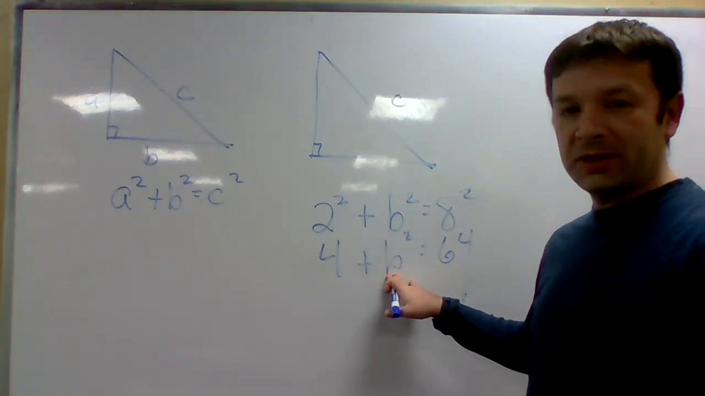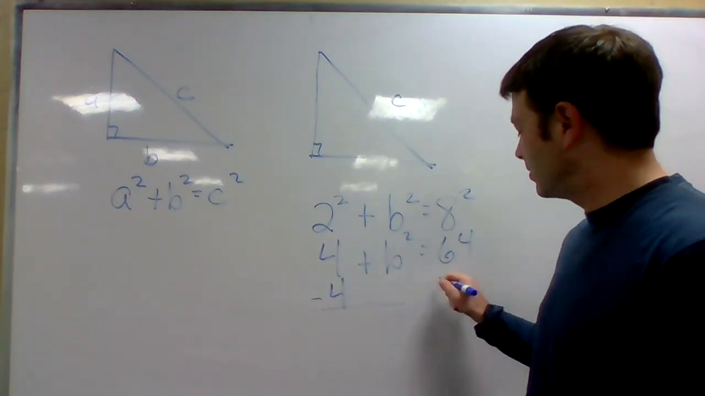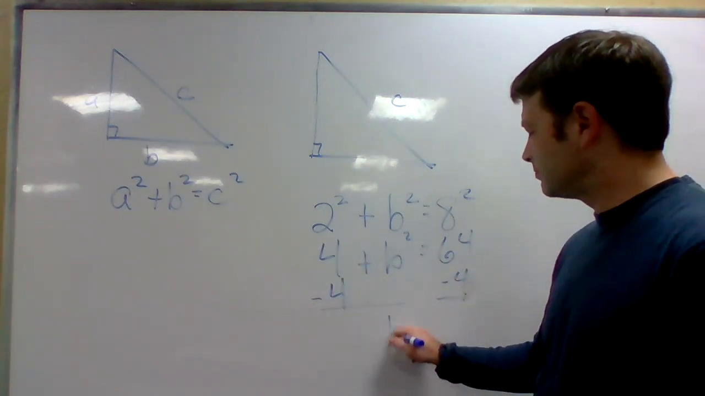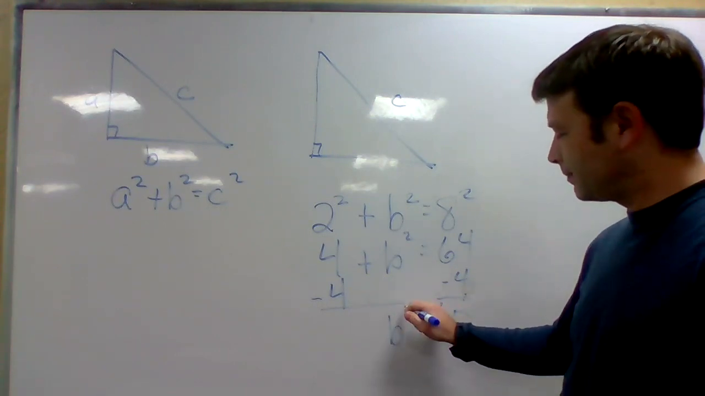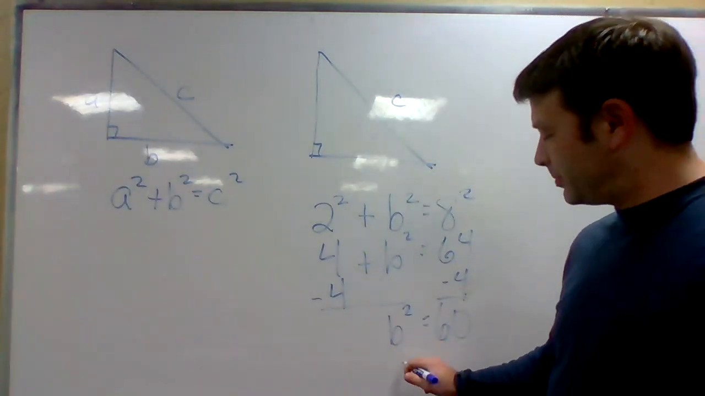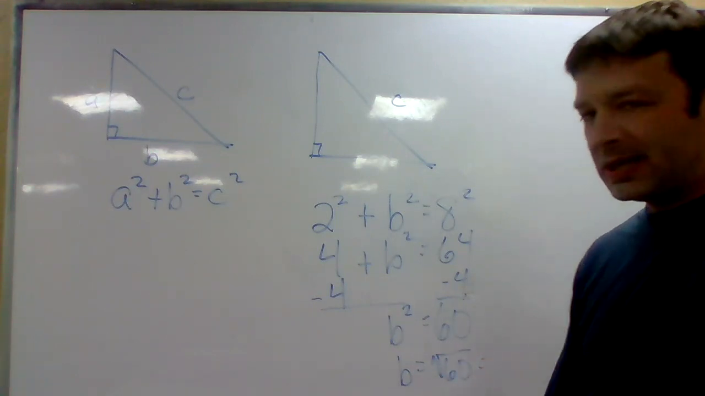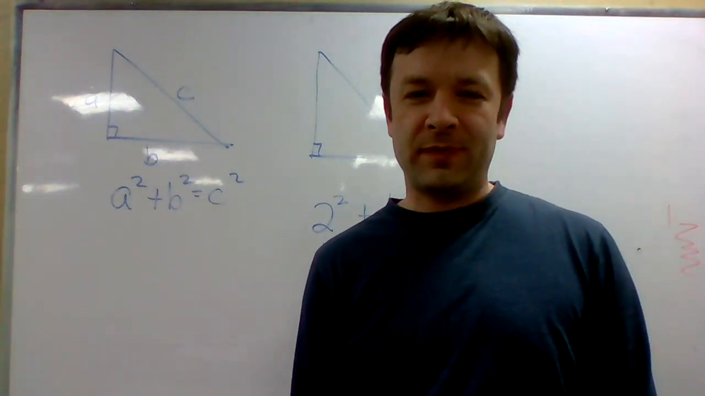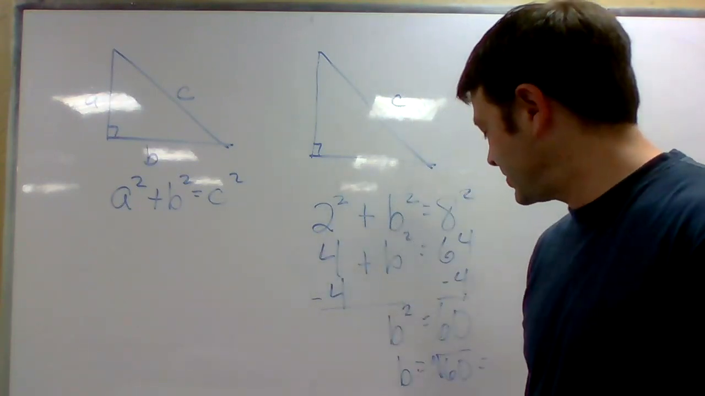Okay, got a little equation, get b by itself. So I need to subtract the 4. B squared is 60. All right, so you take the square root of both sides. B is the square root of 60. Unfortunately, on this one, the square root of 60 is going to be able to simplify. So we need to go back and do that.